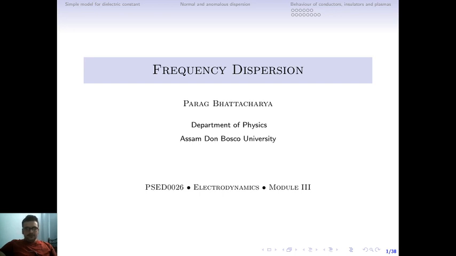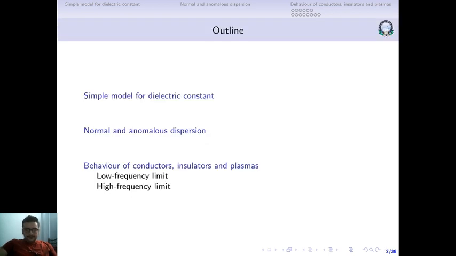The content of this lecture is part of module 3 of the electrodynamics course. This is the plan for this lecture. I shall first arrive at a simple model that describes the frequency dependence of the dielectric constant, which is essentially what is frequency dispersion. This particular model would be the baseline for all the remaining topics in this lecture.